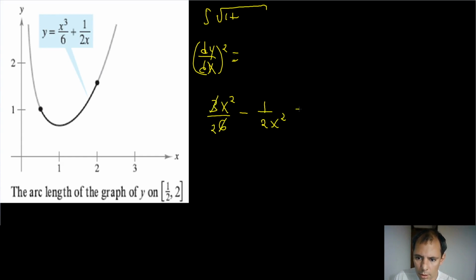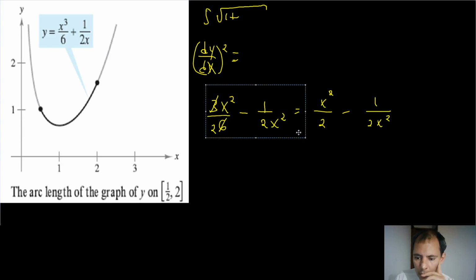And we can simplify this. I'm still going to have to keep this fraction separated. It'll be x squared divided by 2 minus 1 divided by 2x squared. And it's going to be this thing squared, right? I mean, this is dy/dx right here, and it'll be squared. We got to square this thing.